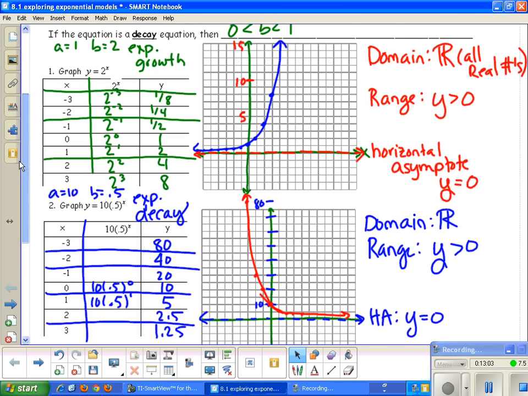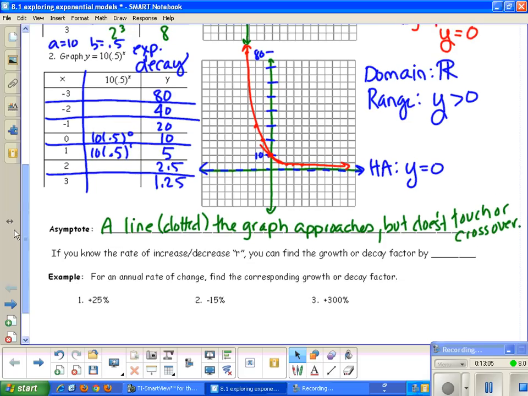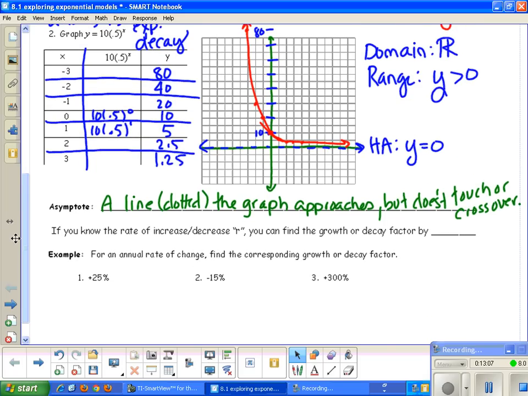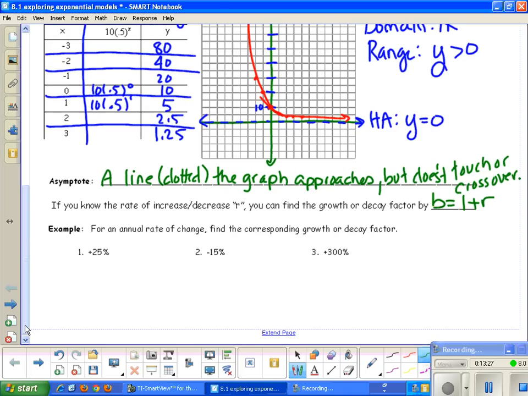Okay, so those are the two types of equations that we're going to be looking at. So if you know the rate of increase or decrease, which is your r value, you can find the growth or decay factor by using the equation. If it's growth, your b value is equal to 1 plus your rate. If it's decay, it would be 1 minus your rate because your rate would be negative. So for these next examples, it says find the annual rate of change, find the corresponding growth or decay factor.